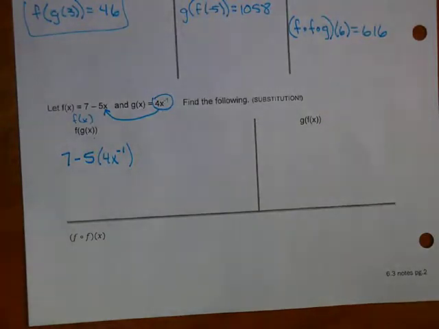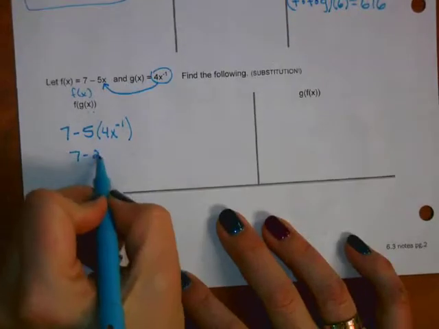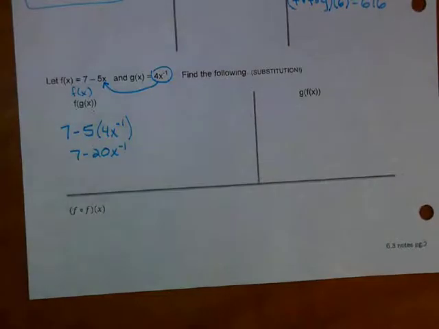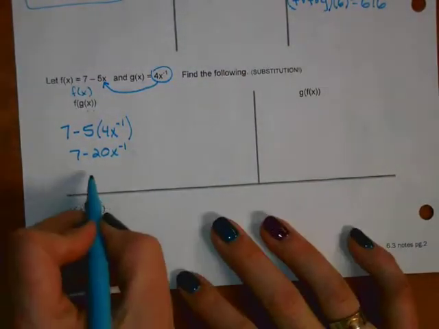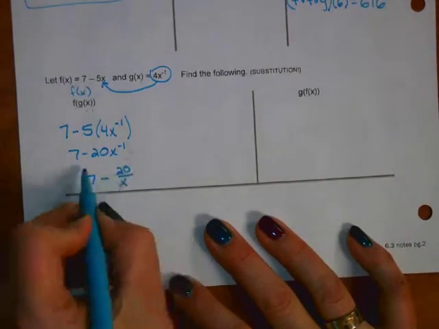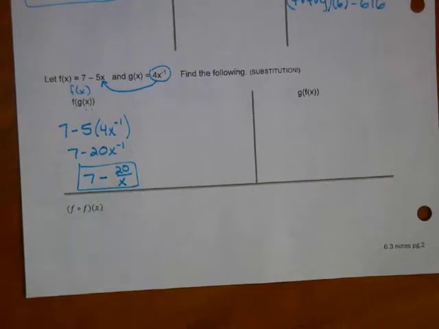You good? Now we got to make it pretty. So it's going to look like this. But of course we wouldn't want to leave a negative exponent. So it's simply going to be 7 minus 20 over x. And then you're done. You can't go any further. You can't get a value because you don't know any of the x's. So I just took the x and put it underneath the 20.